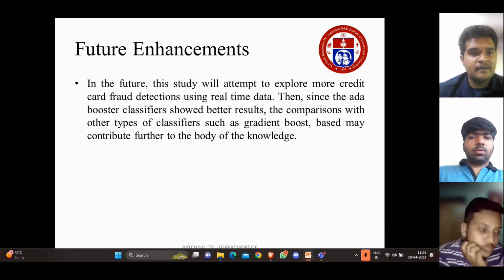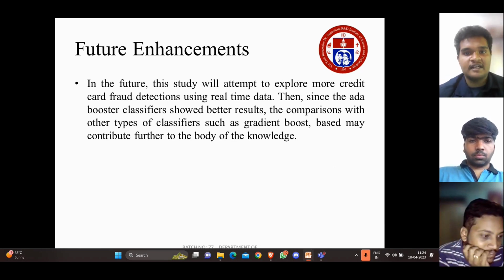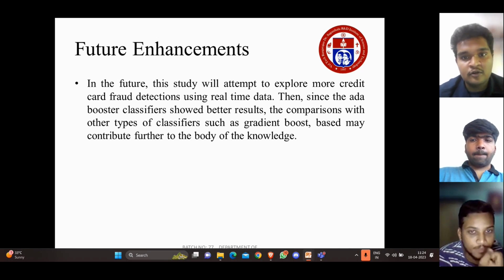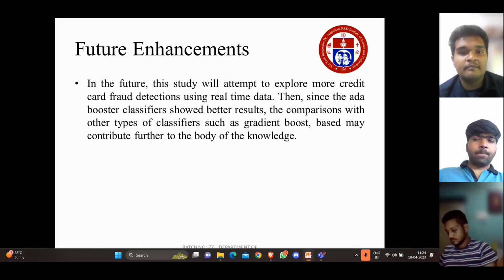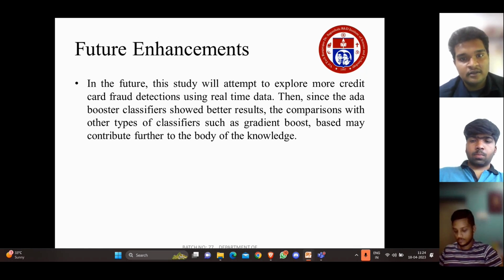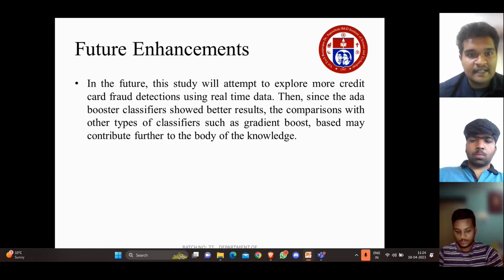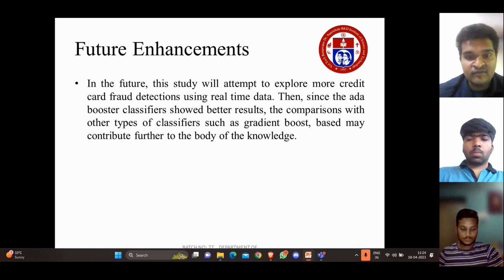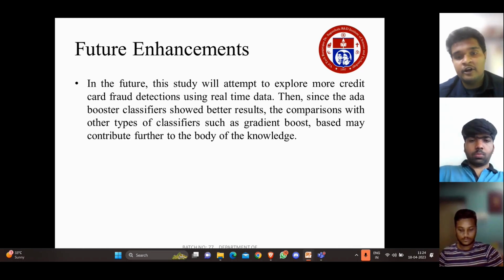Now, the future enhancements. In the future, we will attempt to explore credit card fraud detection using real-time data. As technology grows, algorithms also grow, and different methods can be implemented for credit card fraud detection. Since the AdaBoost classifier showed better results, a comparison with other types of classifiers, such as gradient boosting, may contribute further to the body of knowledge.